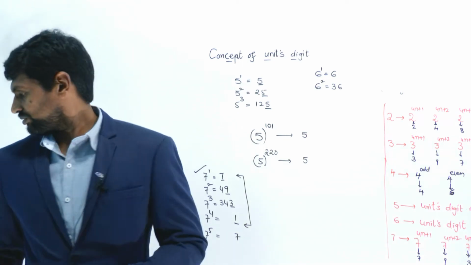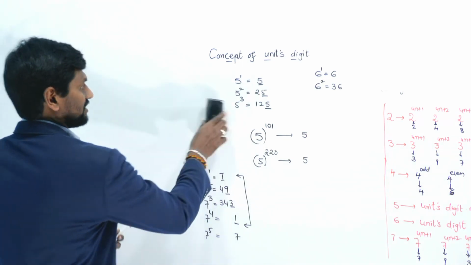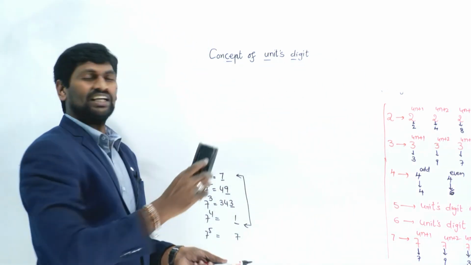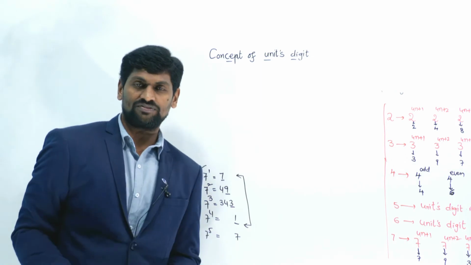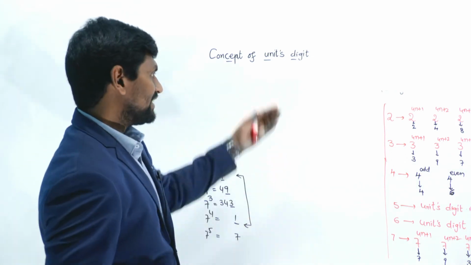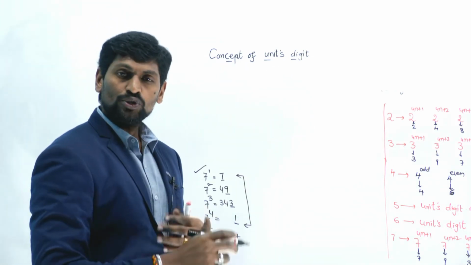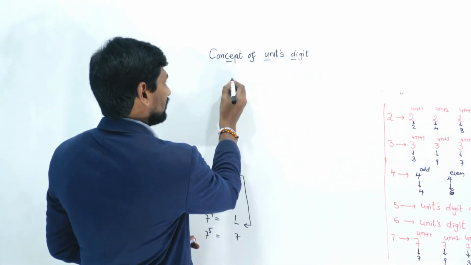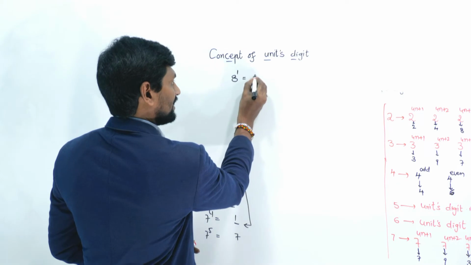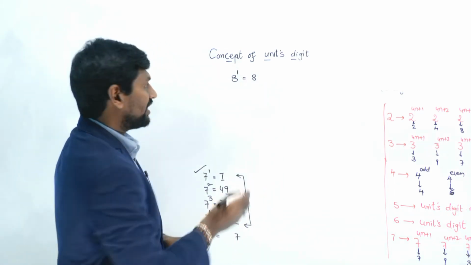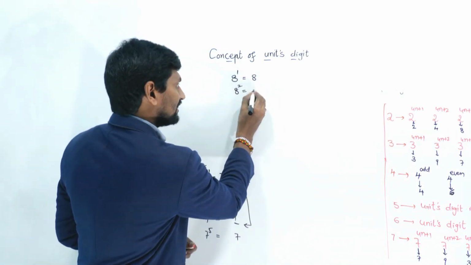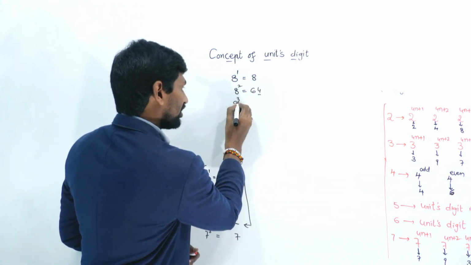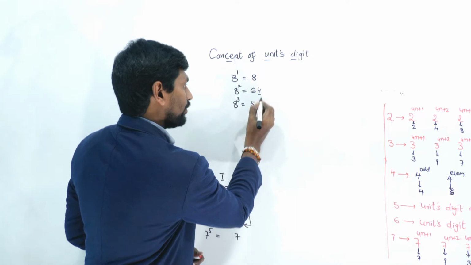Let us go to 8 powers. 5 and 6 are repeating continuously. 5 power anything ends with the digit 5 only. 6 power any number also ends with the digit 6 itself. Okay? Now 8. 8 power 1 is 8. 8 square, 8 eights are how much? 64. 8 cube value is 512.